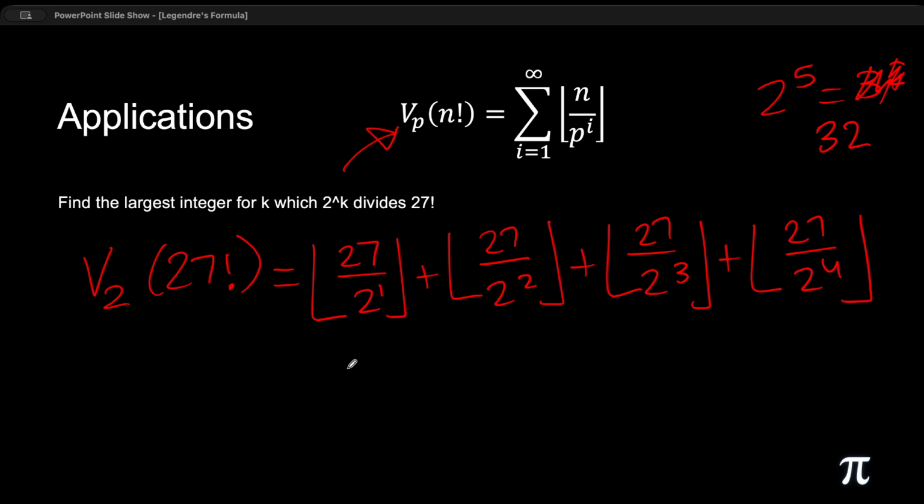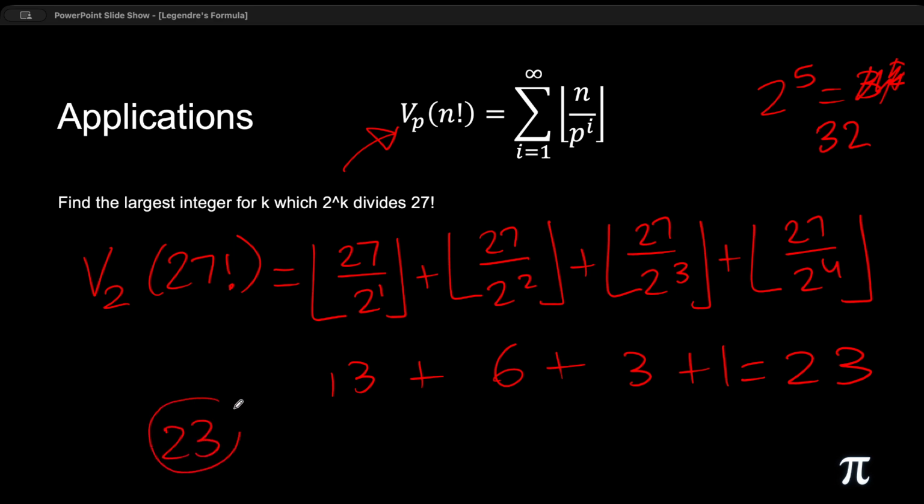So now let's write this out. Write out our total number of factors of 2. And that gets us to 23. So the largest integer k for which 2 to the power k divides into 27 factorial is 23.